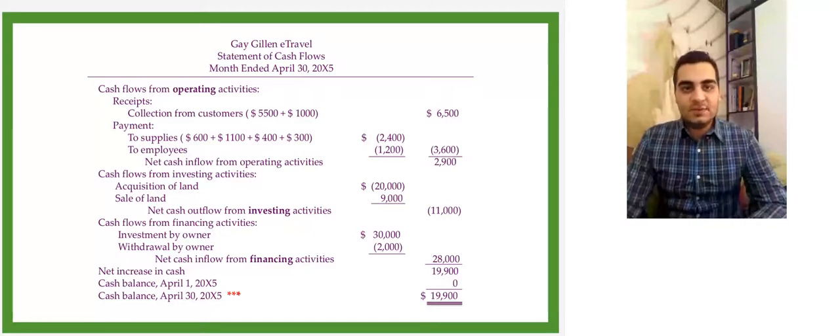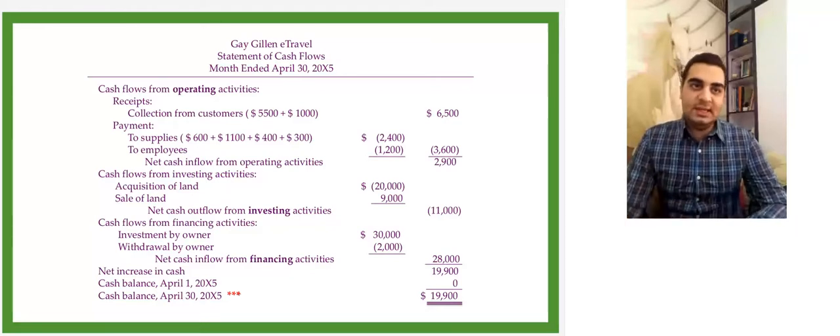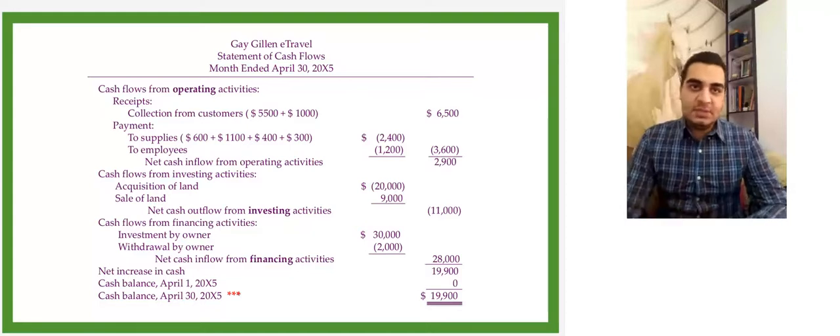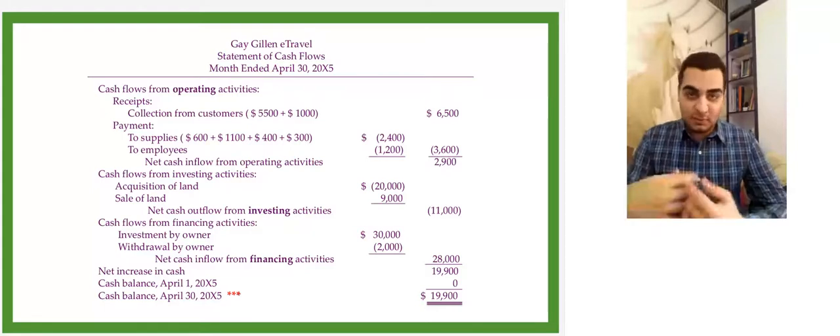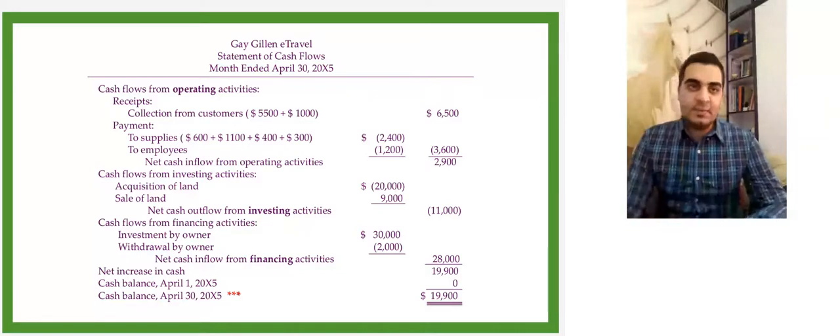For cash flows from investing activities, the next one, we had an acquisition of land. We paid and we acquired land. And then the sale of land. We sold a piece of land. So the resulting amount will be 11,000. It's a net cash outflow. The money has exited.